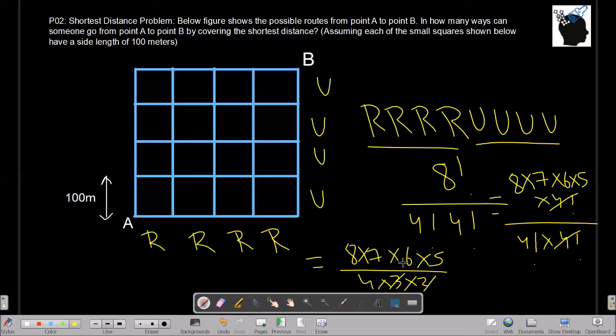3 and 2 will become 6 and 4 will cancel out with 8 to give us 2, and we'll have 7 into 5 into 2, which is nothing but 70 ways.